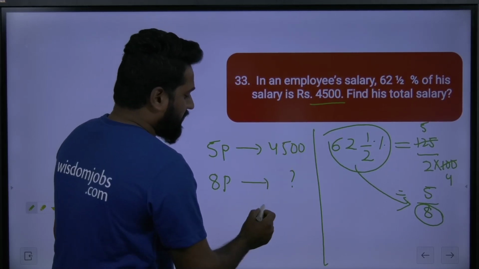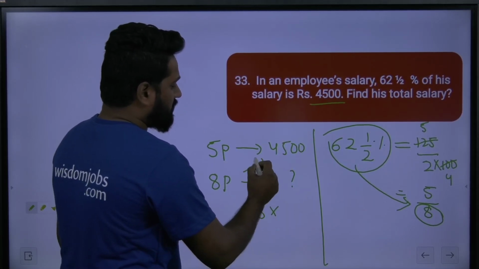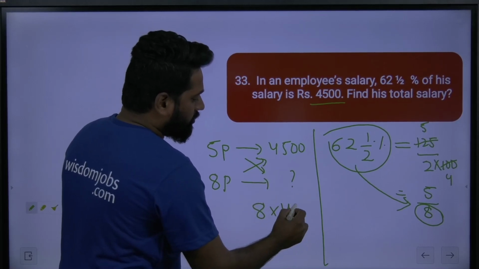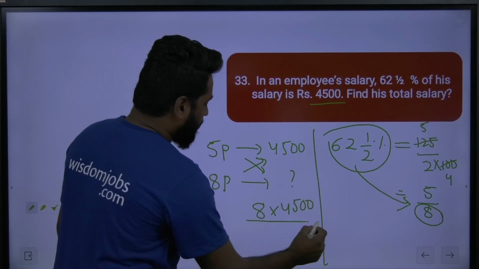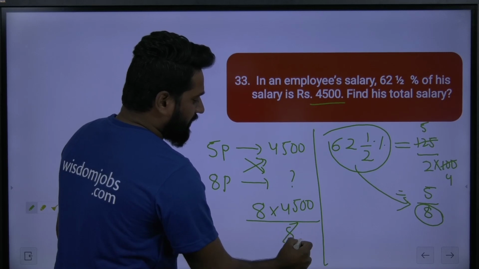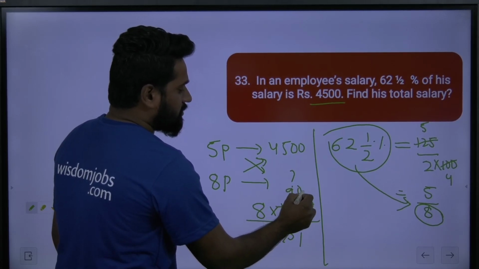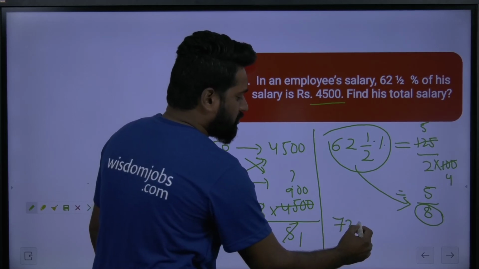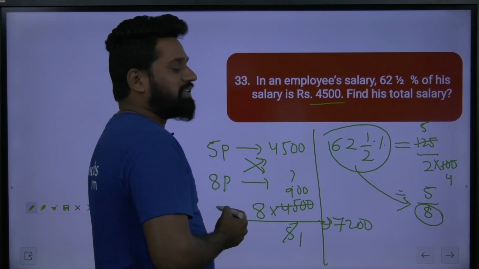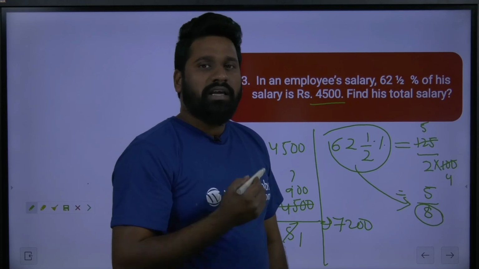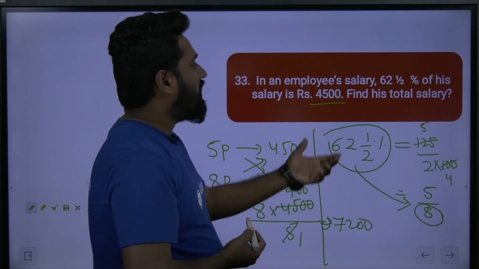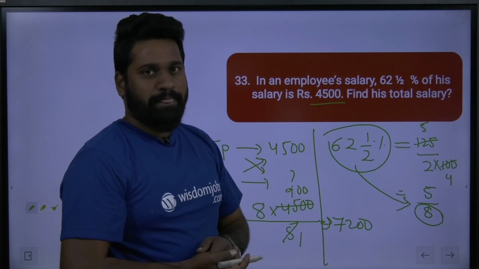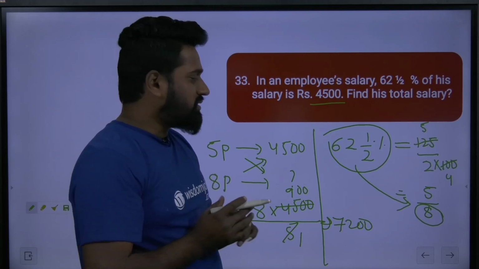So cross multiply: 8 into 4,500 by 5. So 5 1s are 5, 5 9s are 45. Again you are getting the same thing, right? 8 into 9 is 72, and 2 zeros. 7,200 is his monthly salary, his total salary. Is it clear? So this is the easy method.